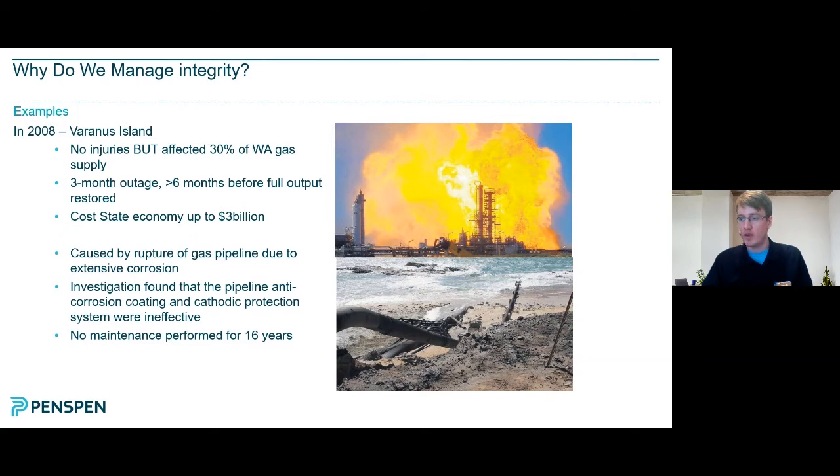And that obviously shows a shortfall in the risk assessment and integrity management process, and a cost and risk that could have been easily avoided.